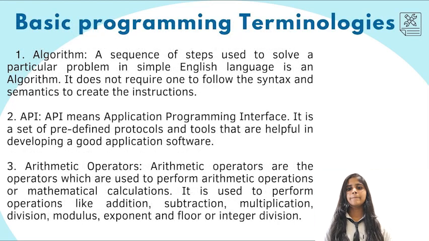Coming to the next, basic programming terminologies. So first one, we have algorithm. So a sequence of steps used to solve a particular problem in simple English language is an algorithm. It does not require one to follow the syntax and semantics to create the instructions. Second, we have API. API means Application Programming Interface. It is a set of predefined protocols and tools that are helpful in developing a good application software.